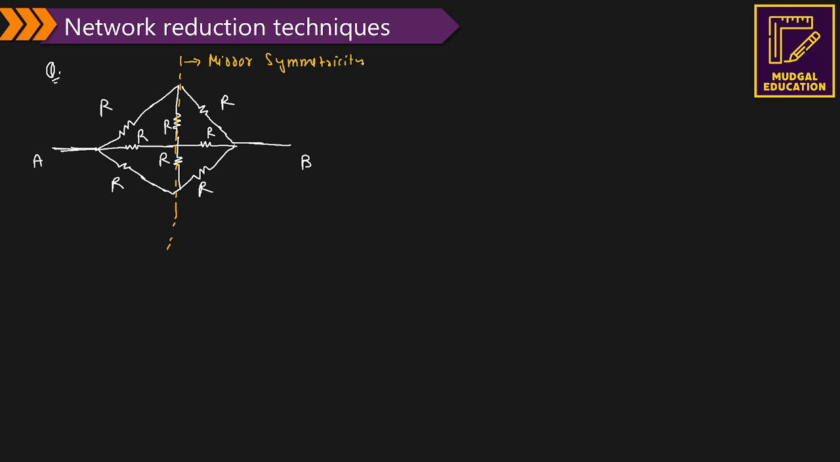Now in a mirror symmetricity, we have already discussed that the branches which are parallel to it can be removed. So this particular resistor and this particular resistor can be removed. If you remove them, then the circuit becomes like this. Either you can remember the step or you can see the flow of current method that I showed you. So this is R, R, R, R, R, R.